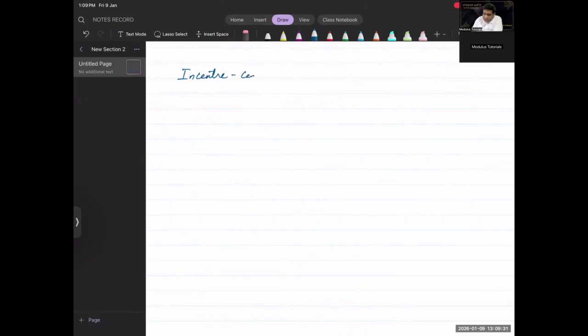So diagram, I don't need that complicated diagram. So we can move on. Incentre, Excentre, Lemma. So what's that? Now see this.